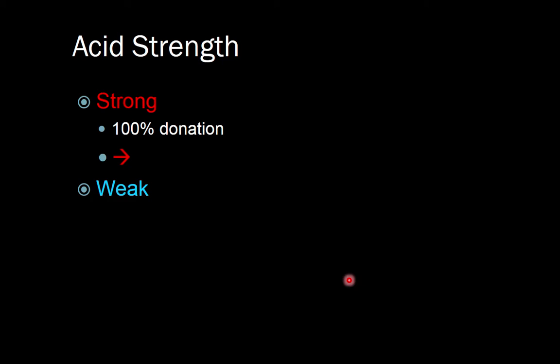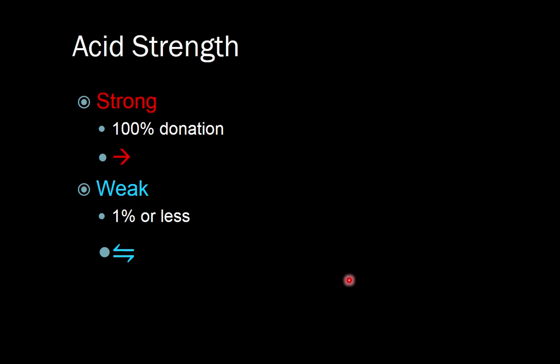An acid that's considered weak gives its proton away about 1% or even less of the time. So that's significantly less. And this can get much less than 1% as well. So in that case, it can donate its proton, but it can also take it back. So we use the equilibrium arrow when we're working with a weak acid.